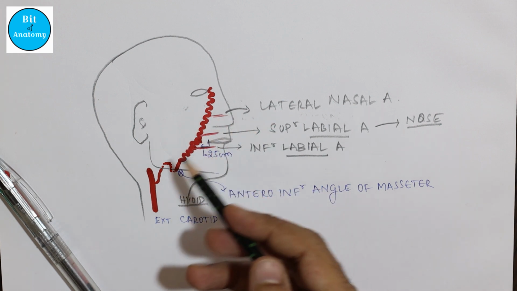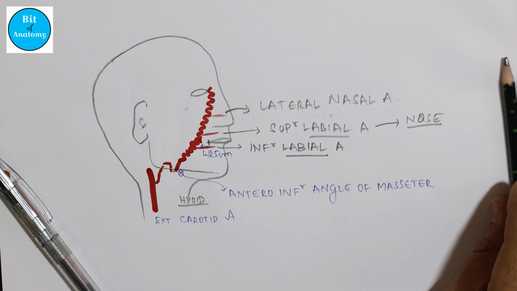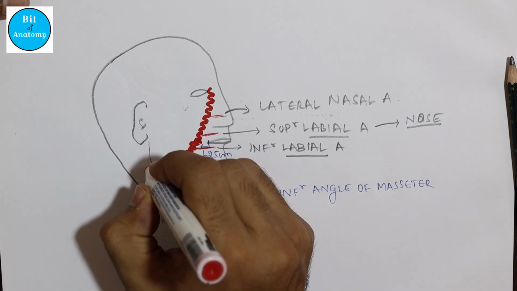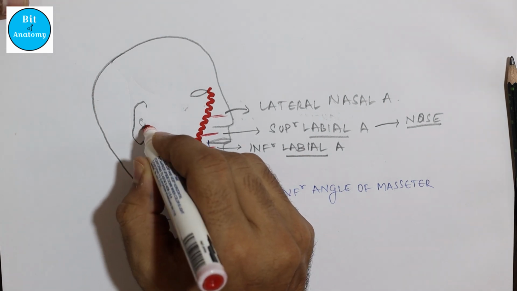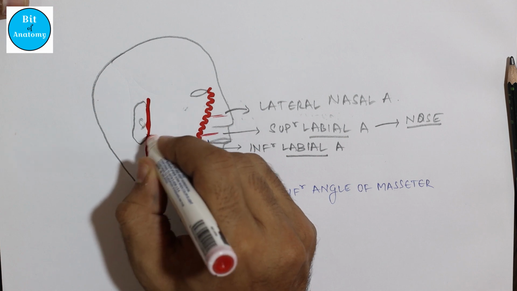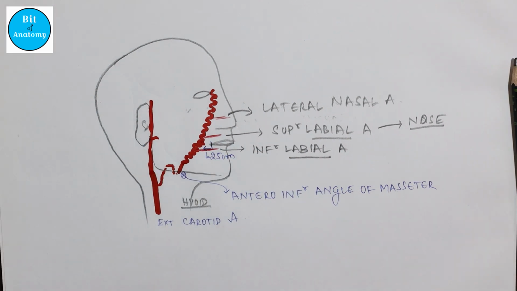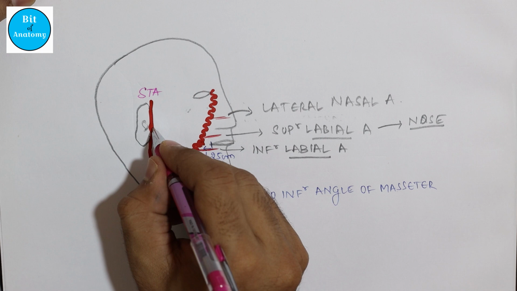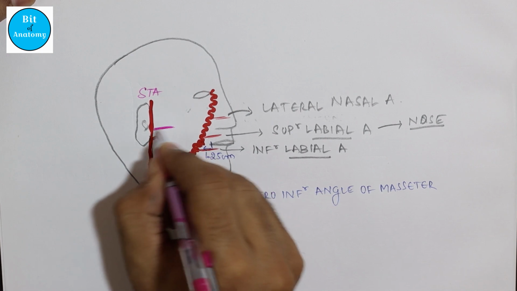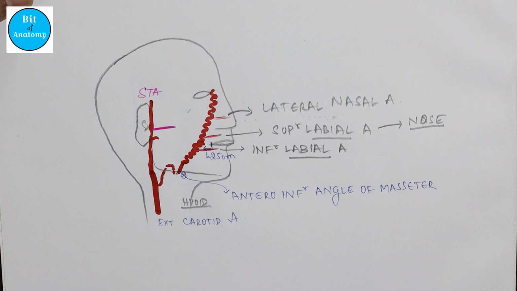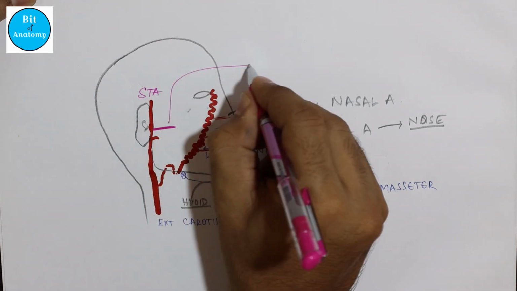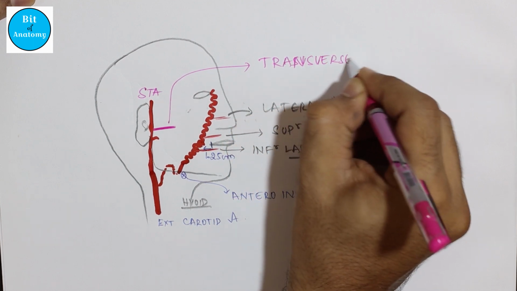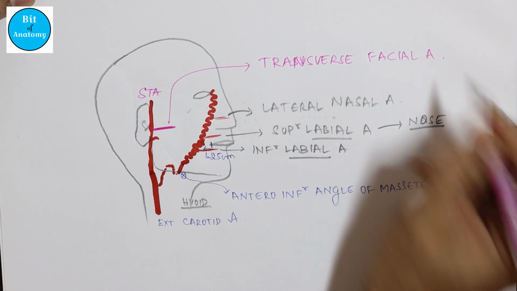Apart from that, it gives a few small muscular branches to supply the muscles of the face. So this is the major artery in the face region. Apart from this, there is one more branch. The external carotid gives a branch called the superficial temporal artery. From this artery there is a small branch, not always present. In some it is very prominent, in some it is completely absent. This artery is known as the transverse facial artery, which is a branch of the superficial temporal artery.